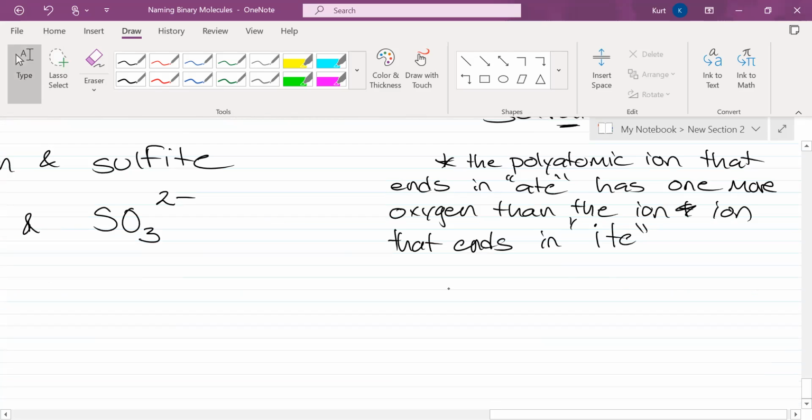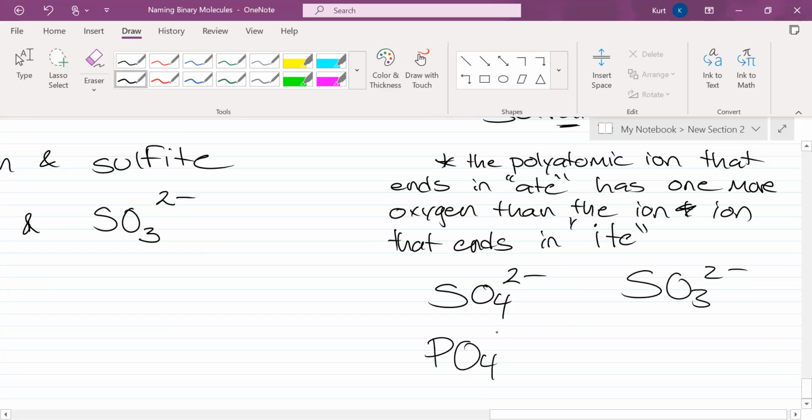Okay, so if I told you that sulfate is SO4 with the negative 2 charge, what must sulfite be? SO3 with the negative 2 charge. If I told you phosphate is PO4 with the negative 3 charge, what would phosphite be? PO3. It's just one less oxygen.